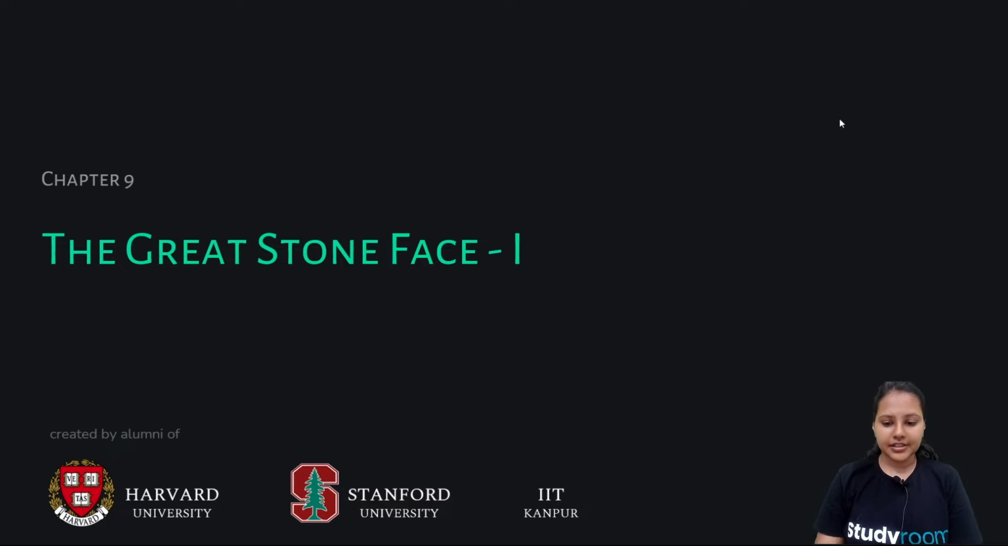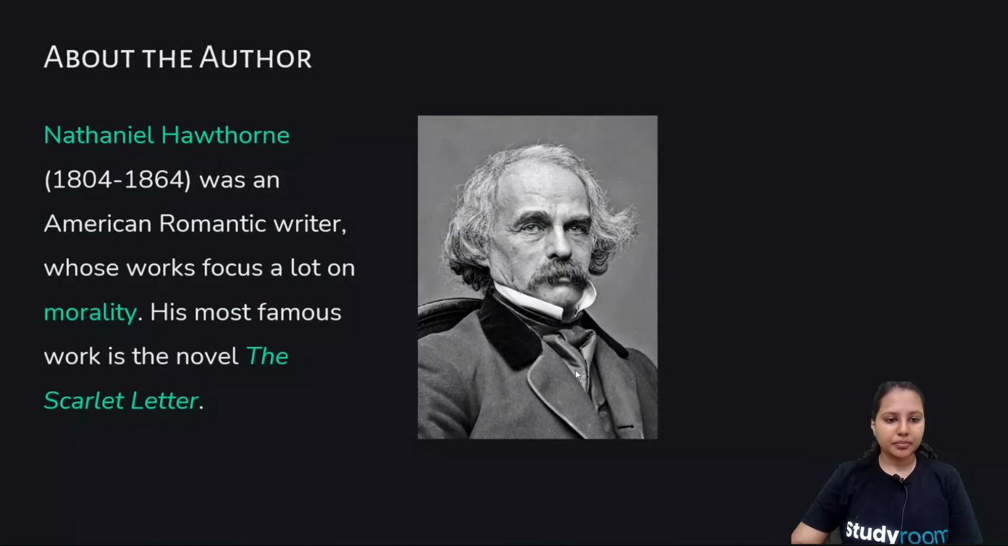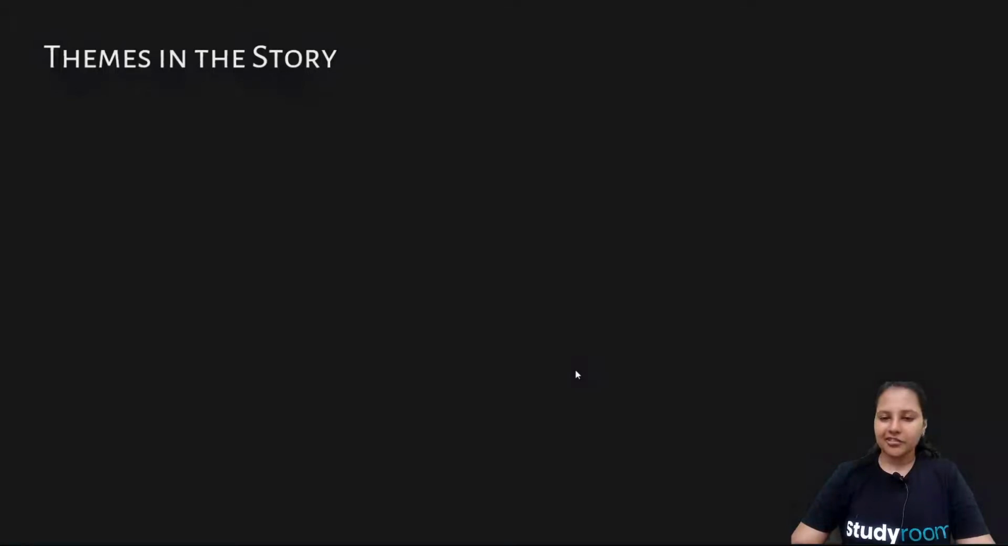Let's see about the author first. Nathaniel Hawthorne was an American romantic writer whose works focus a lot on morality. His most famous work is the novel The Scarlet Letter. Nathaniel Hawthorne, born in 1804 and died in 1864, was an American romantic writer and his works focus a lot on morality. Morality is basically moral deeds. His most famous work is The Scarlet Letter. Scarlet. Very posh, right?